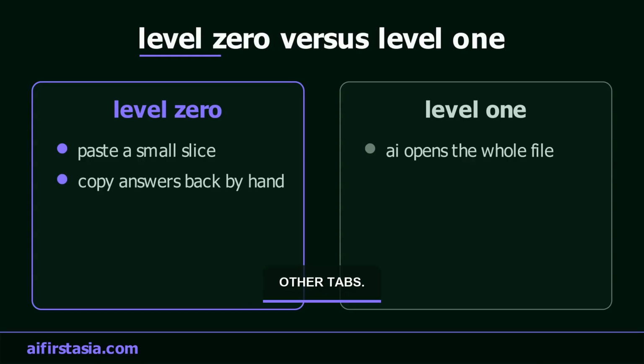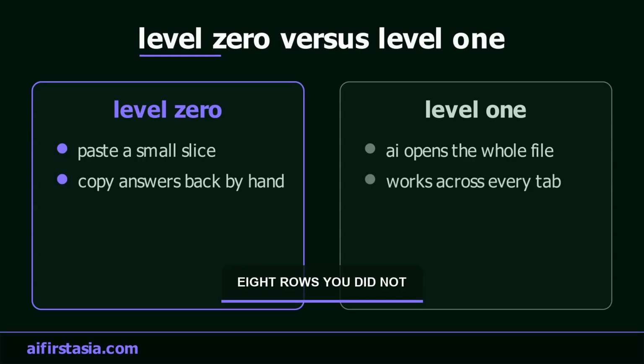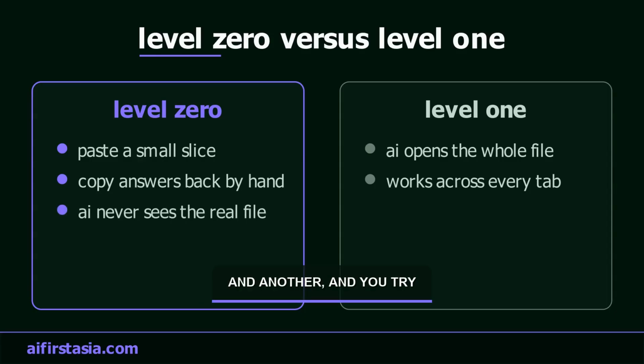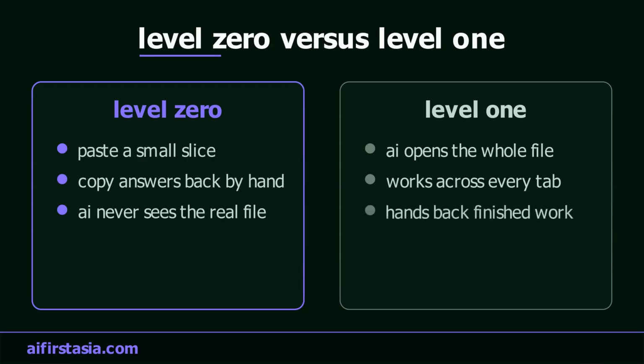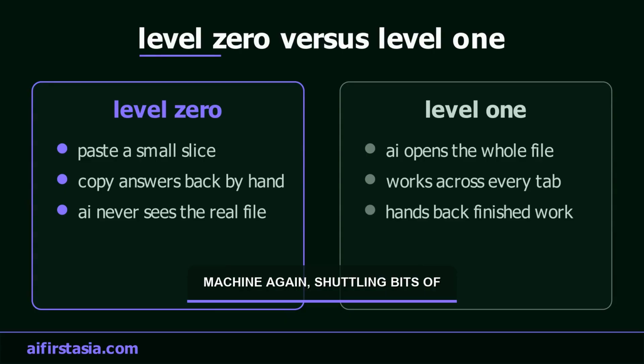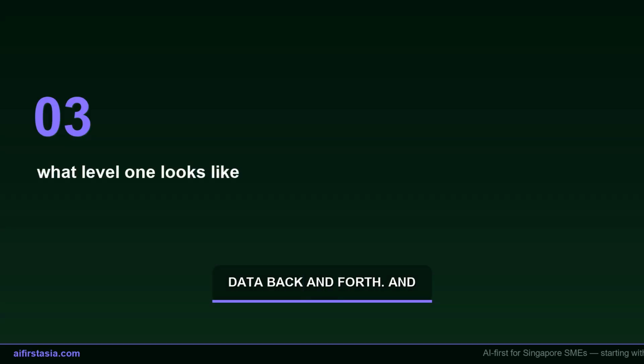It did not see the other tabs. It did not see the 800 rows you did not paste. So you copy another chunk, and another, and you try to stitch the answers back together by hand in your own spreadsheet. You have become a copy machine again, shuttling bits of data back and forth. And every paste is a fresh chance to grab the wrong column or drop a row. It works for a tiny sample. It falls apart on a real file.